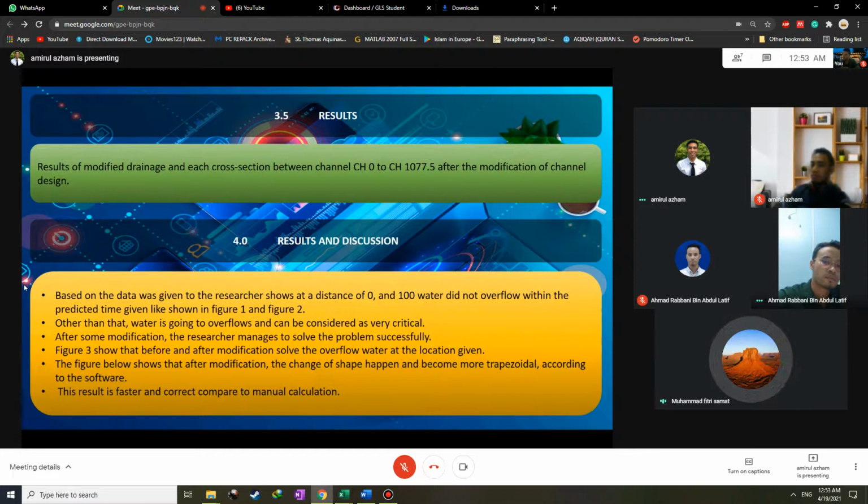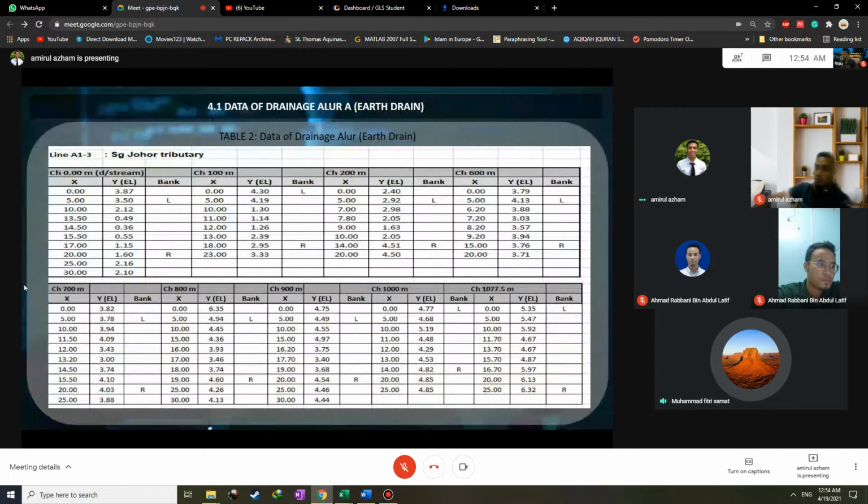So there are actually ways we can do it manually and using software, but for this project we have been given a task to test if the software is available or can be used for engineers. And based on the data that we get, it shows that the result is faster and correct compared to manual calculation. After some modification, the researchers, which is us, managed to solve the problem successfully.